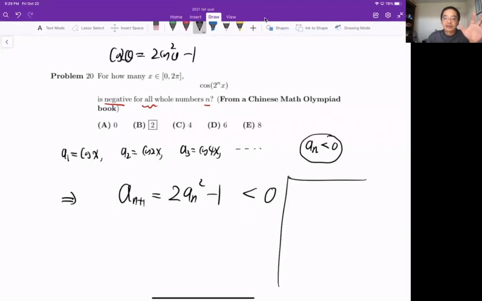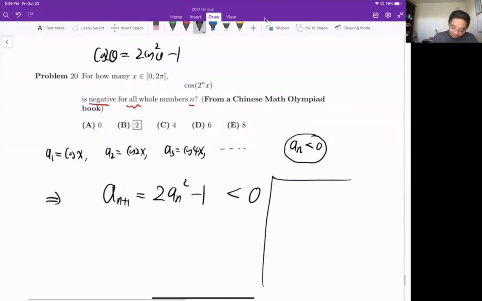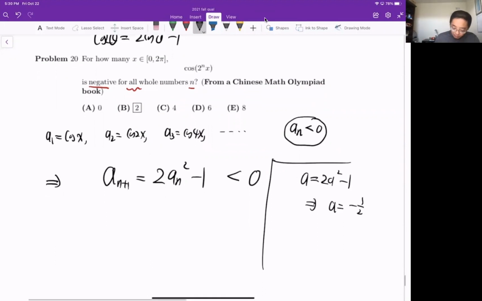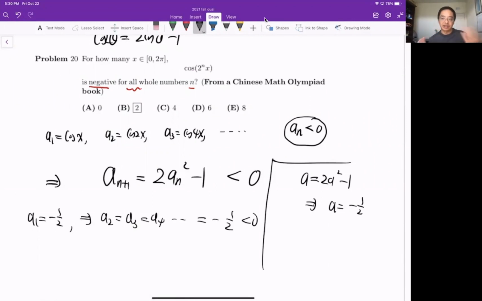All right, so here we have a sequence with this given recursive relation. Now, a natural thing we should look at is whether it has some fixed point, right? Fixed point means it does not change. That means if we have something like a equals 2a squared minus 1, and you can solve this, you find if a is negative, we want a is negative 1/2. So the point is, if I start from a1 equals negative 1/2, then all the other terms, a2 equals a3 equals a4, everything will be negative 1/2. And of course, that's less than 0, which is what we want.